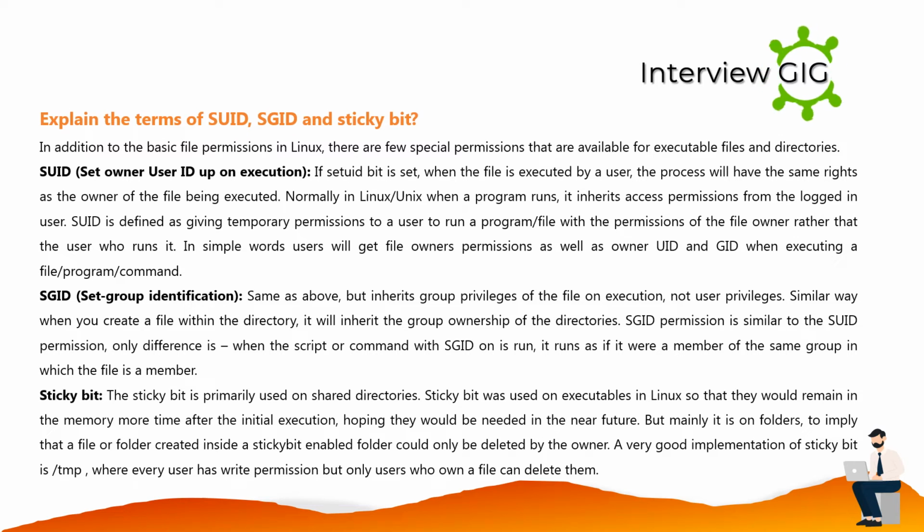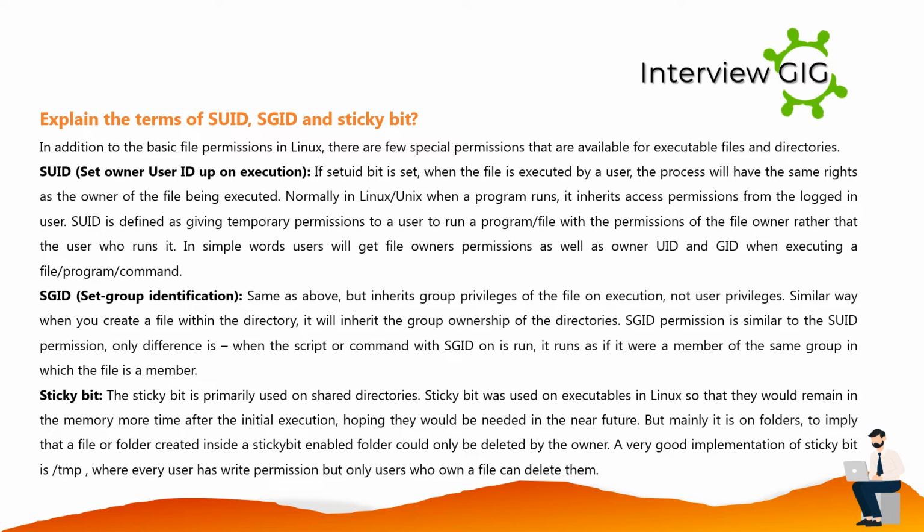SGID, set group identification, is the same as above, but inherits the group privileges of the file on execution, not user privileges. Similarly, when you create a file within the directory, it will inherit the group ownership of the directory. SGID permission is similar to the SUID permission, the only difference is that when the script or command with SGID on is run, it runs as if it were a member of the same group in which the file is a member.